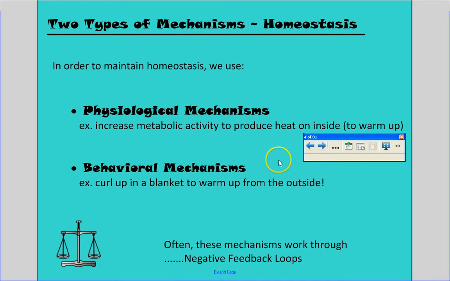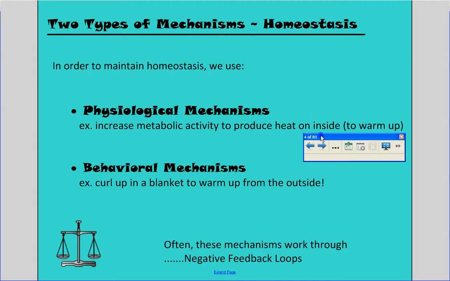The other type are behavioral mechanisms. So in that case, your brain is going to interpret and then kind of direct you to do something about it in order to make you warm again. So for instance, if you're cold, you might get a sweater, or you might get a blanket, or you might curl up by the fire, or you might snuggle with someone. Okay?